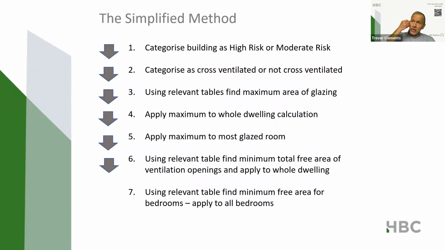And then, as in 3, you use tables that are in the approved document and the relevant ones to find, firstly, the maximum area of glazing that you can have in the building or the part of the building, and then you apply that maximum to the whole dwelling calculation, and then you apply it to the most glazed room. Following on from that, you use a relevant table to find the minimum total free area of ventilation openings, and you apply that to the whole dwelling, so how you remove that excess heat. And then you also apply that minimum area for bedrooms, and you apply it to all bedrooms. So there's the simplified method in a nutshell.